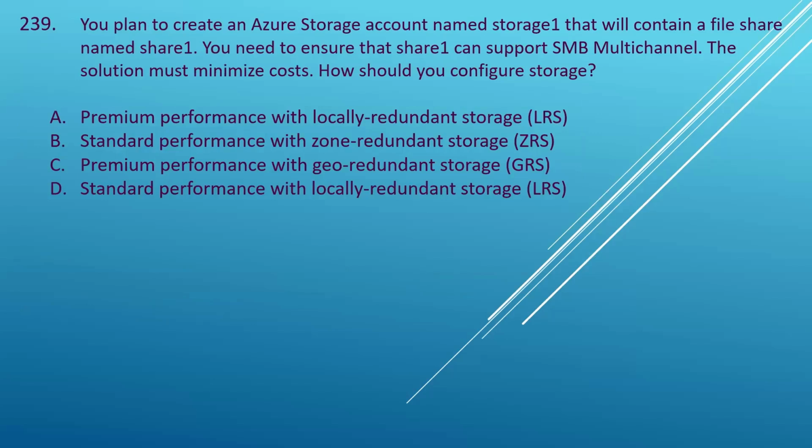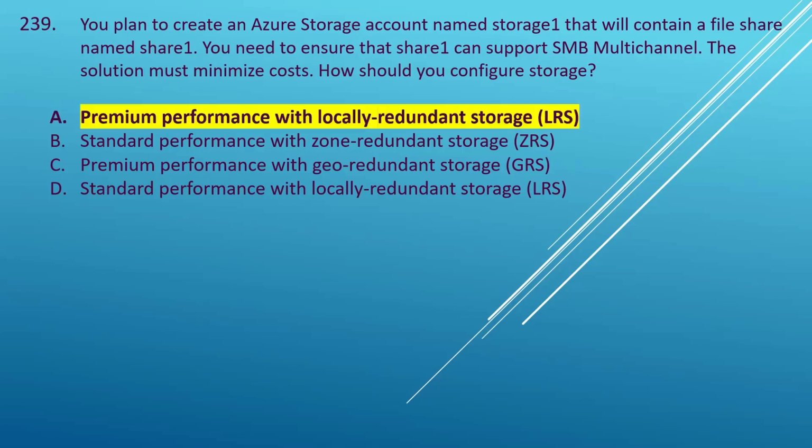Question number 239. You plan to create an Azure storage account named Storage1 that will contain a file share named Share1. You need to ensure that Share1 can support SMB multi-channel. The solution must minimize costs. How should you configure storage? And your options are premium performance with locally redundant storage, standard performance with zone redundant storage, premium performance with geo-redundant storage, standard performance with locally redundant storage. And folks, the correct answer here is option A, premium performance with locally redundant storage.